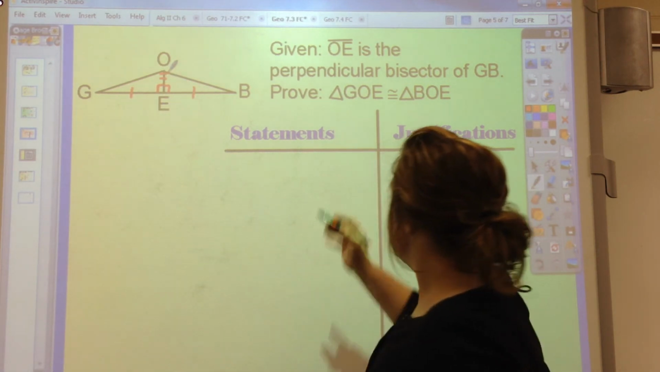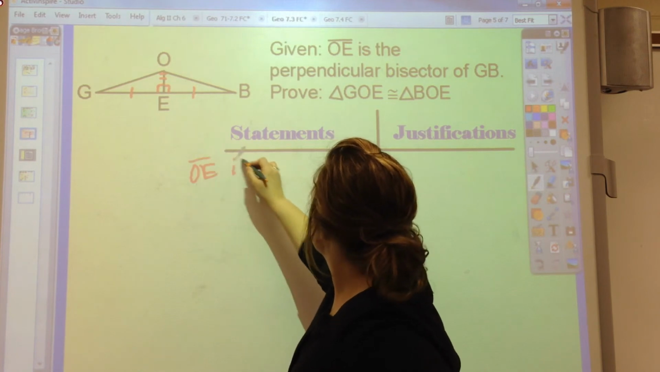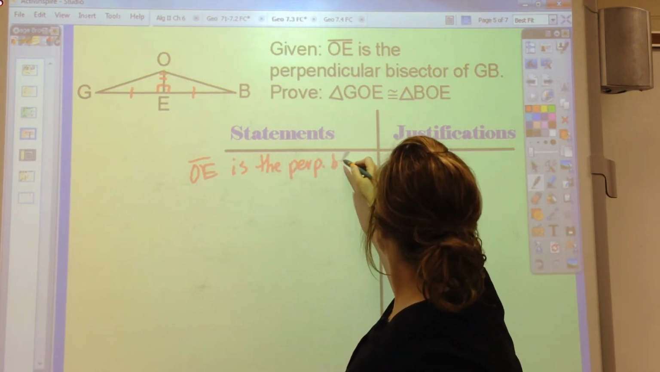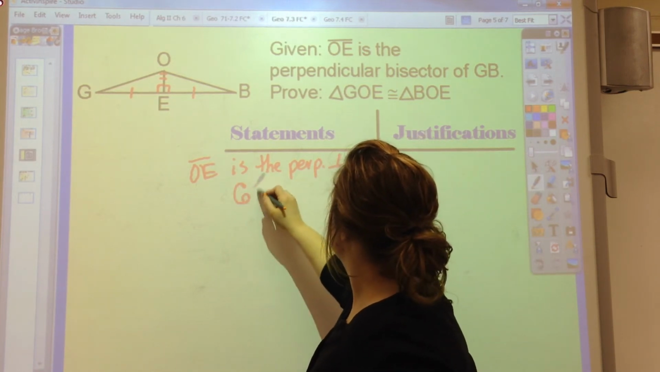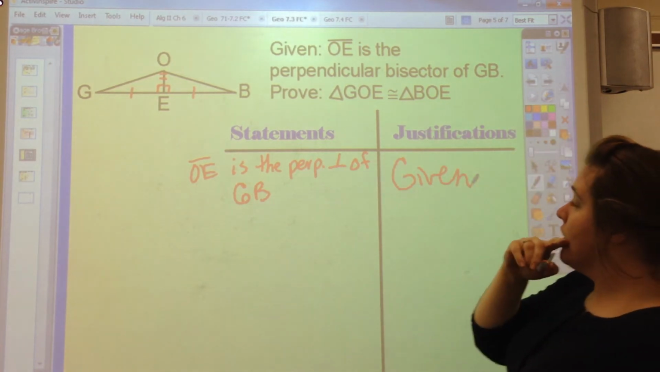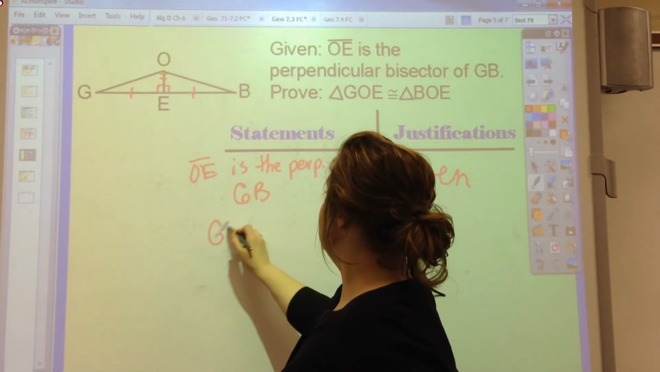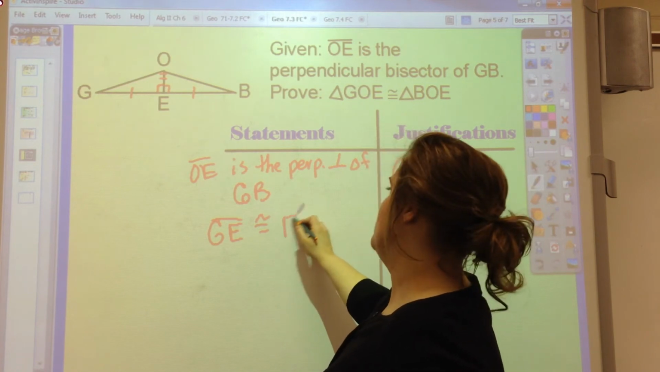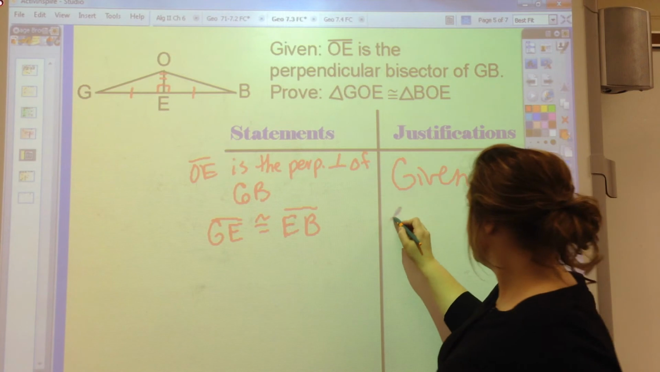All right, so now I'm going to start off with my givens. OE is the perpendicular bisector of GB, and that's given. And now I'm going to go ahead and say, hey, GE must be congruent to EB because of the definition of a bisector.